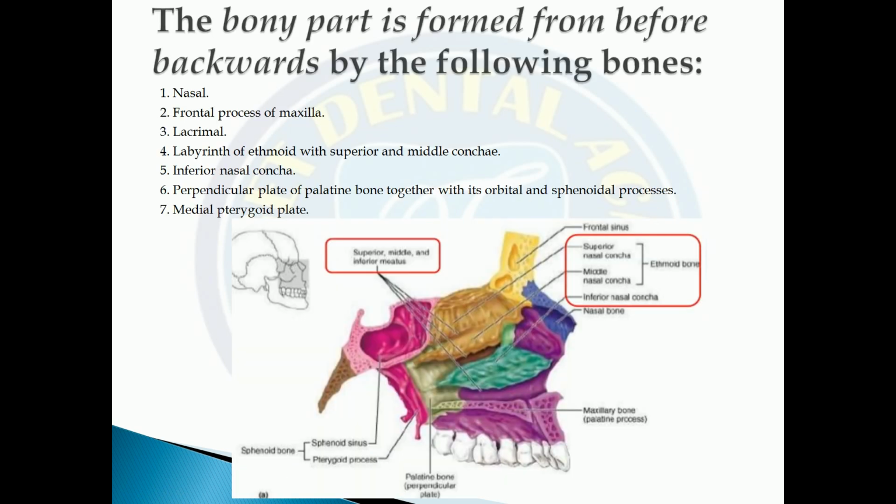The bony part is formed from before backward by the following bones: the nasal bone, the frontal process of the maxilla, the lacrimal. This is the labyrinth of the ethmoid with the superior nasal concha and the middle nasal concha. This is the superior one, this is the middle one, next is the inferior nasal concha, and this particular plate is the perpendicular plate of the palatine, and last is the medial pterygoid plate.